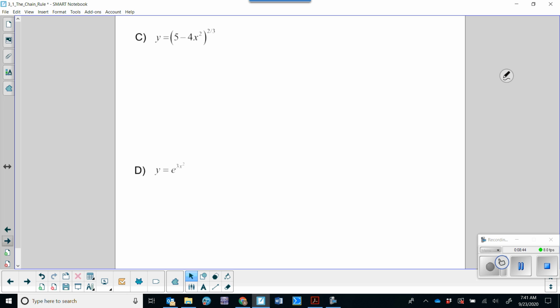So here, let's remember that we have a y, so we're not going to write y prime. We're going to say dy dx. I'm doing the derivative of y with respect to x. I again have a power. So I'm going to put the power in front, leave the inside function alone, lower the power by 1, so 2/3 minus 3/3, times the derivative of the inside, which is -8x.